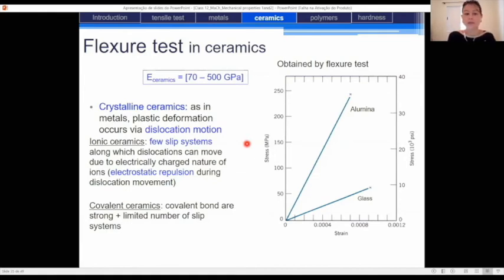Now let's consider covalent ceramics. In covalent ceramics, we have two things. First of all, the covalent bonds are relatively strong. And also, there is a limited number of slip systems. So in crystalline ceramics, either ionic or covalent, dislocation motion is more difficult. That's why the plastic deformation is really limited for these crystalline ceramics.